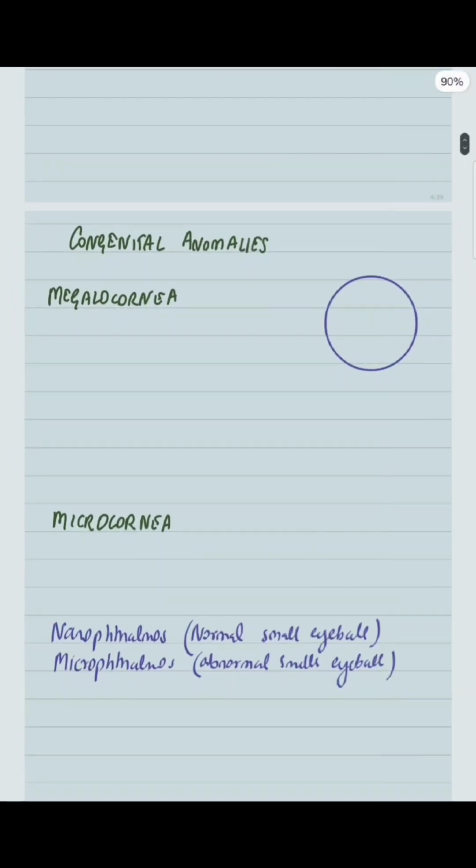Coming to congenital anomalies of the cornea, there can be megalocornea. The normal horizontal diameter at birth is 10 mm. Adult size is 11.7 mm, which is attained by 2 years. When the horizontal diameter is more than 11.7 mm at birth, or more than 13 mm at 2 years, we call it megalocornea.